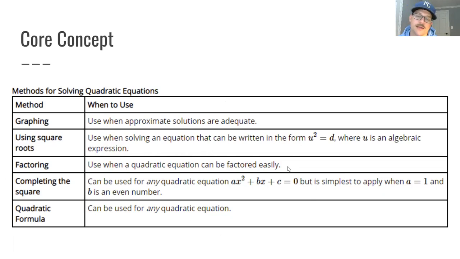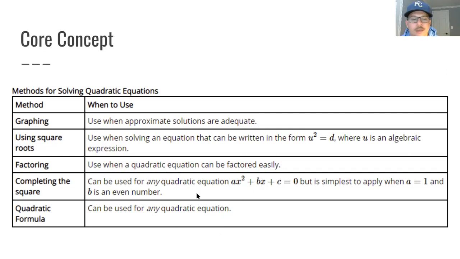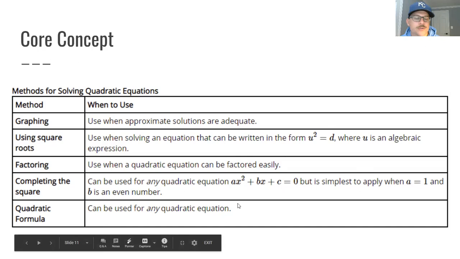Factoring is always one that I like to check first if it's written in standard form. You try and find your two numbers that multiply together to get A and C, and then the ones that add up to equal your B term. Factoring is for when you're getting somewhat easy solutions or whole numbers or decently small fractions. Completing the square can be used at any time in any type of quadratic equation, but it's easiest if you have an A that equals 1 and then your B that is an even number. It's easy when B is even because remember your first step is to divide by 2.